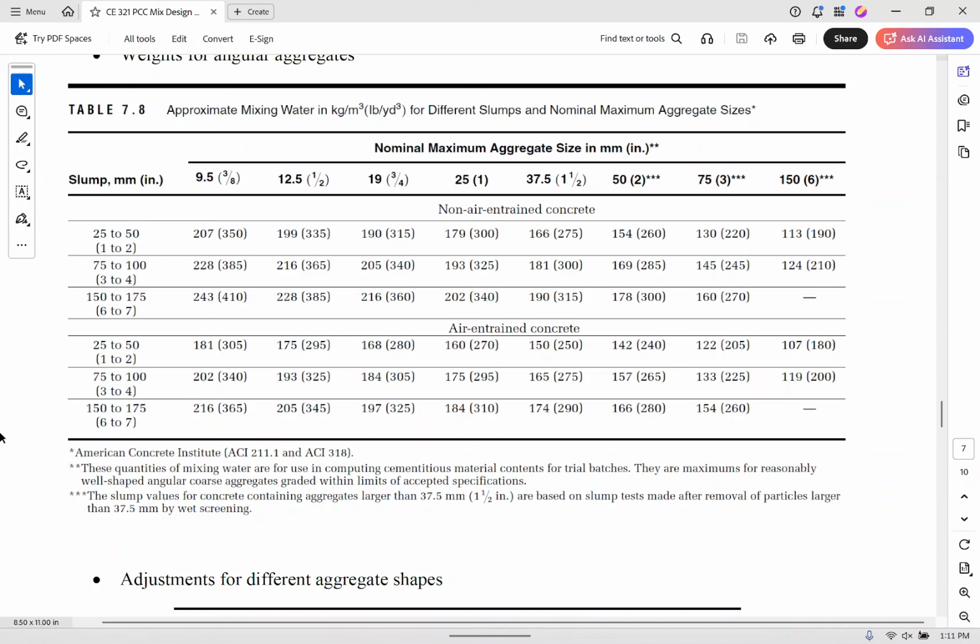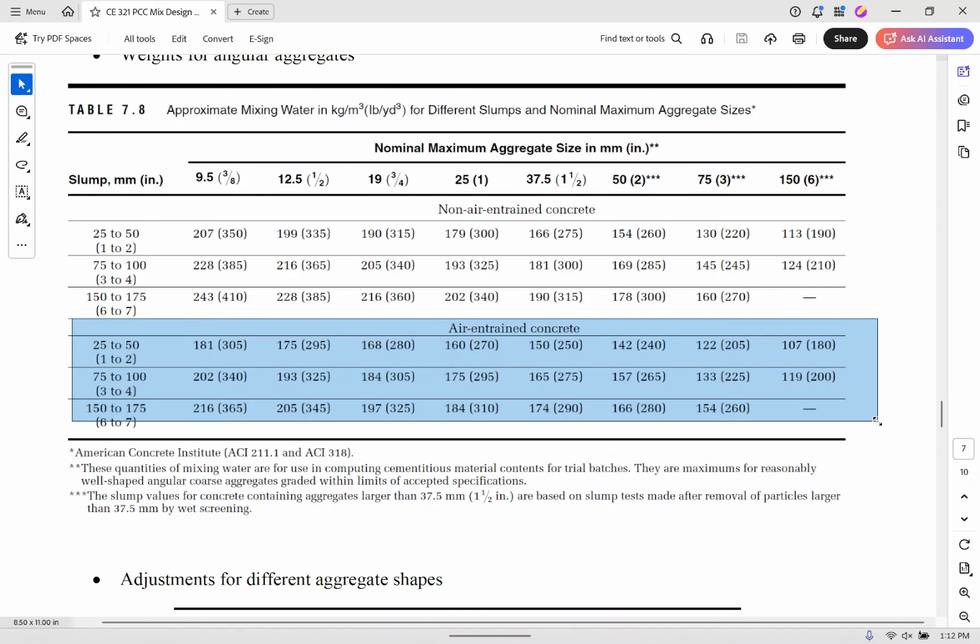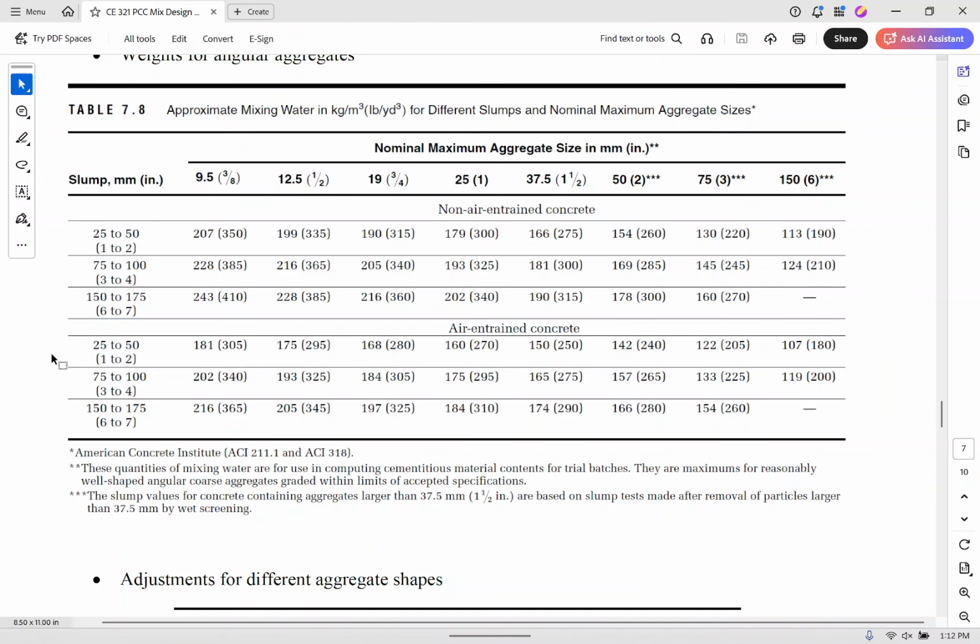So our slump we have from 1 to 2, 2 to 3, 6 to 7, 1 to 2, 3 to 4, 6 to 7. And the difference is this is non-air entrained, this is air entrained. So we're going to be down here in this air entrained section, 1 to 2. So we're going to go off of this row right here. My solution went off a different row, so we're off script today. We're on a 1-inch nominal max aggregate, so that means our water weight is 270 pounds. Does everybody see that? Remember, we use the values in percentages.